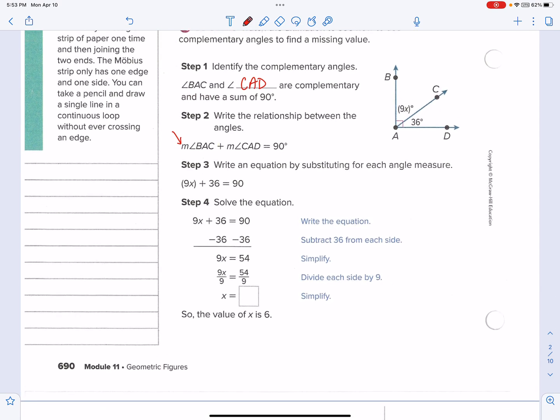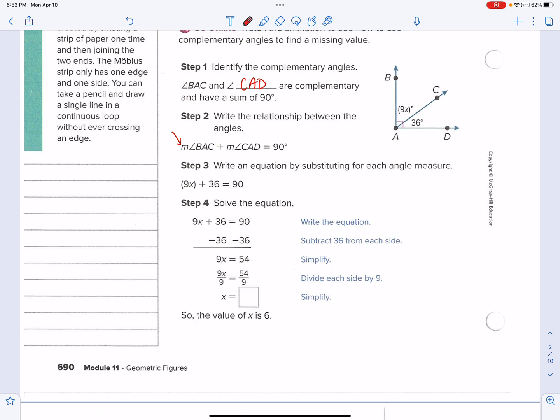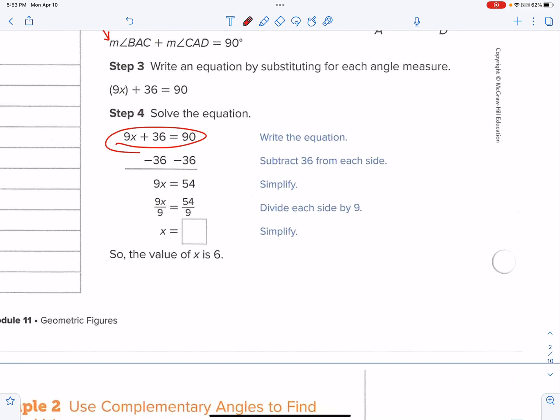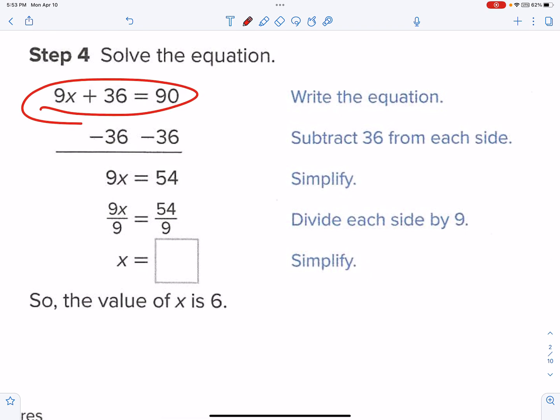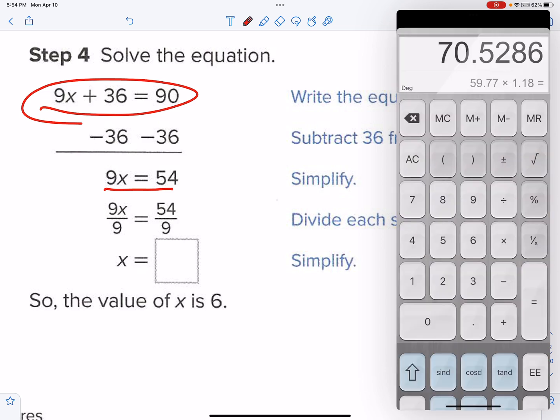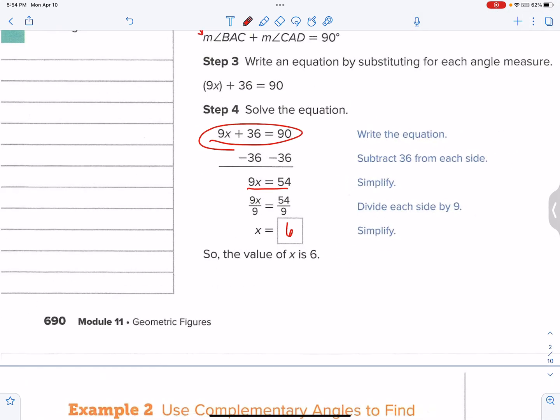And so they solve that out. 9x plus 36 equals 90. Solve for x. We end up subtracting 36 from both sides, and we get 9x equals 54. Divide both sides by 9. 54 divided by 9 is 6. So the value of x is 6.